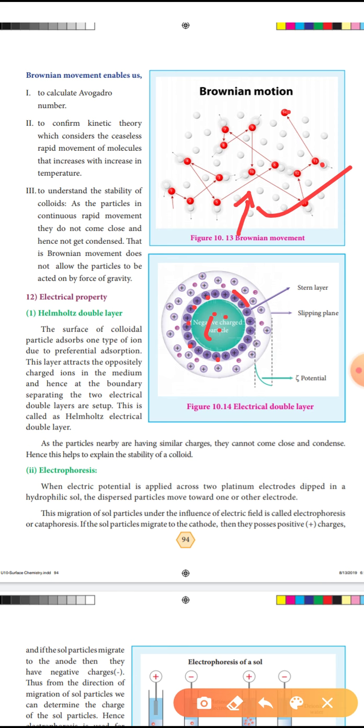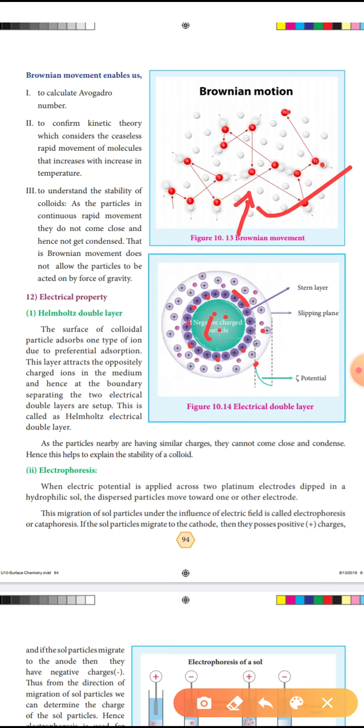This layer attracts the oppositely charged ions. This positive charge attracts the oppositely charged ions in the medium. Hence there is a boundary separating the two electrical layers. This is called the Helmholtz electrical double layer. The negative colloidal particle forms a layer of positive ions, then the positive ions attract negative ions and form the second layer.